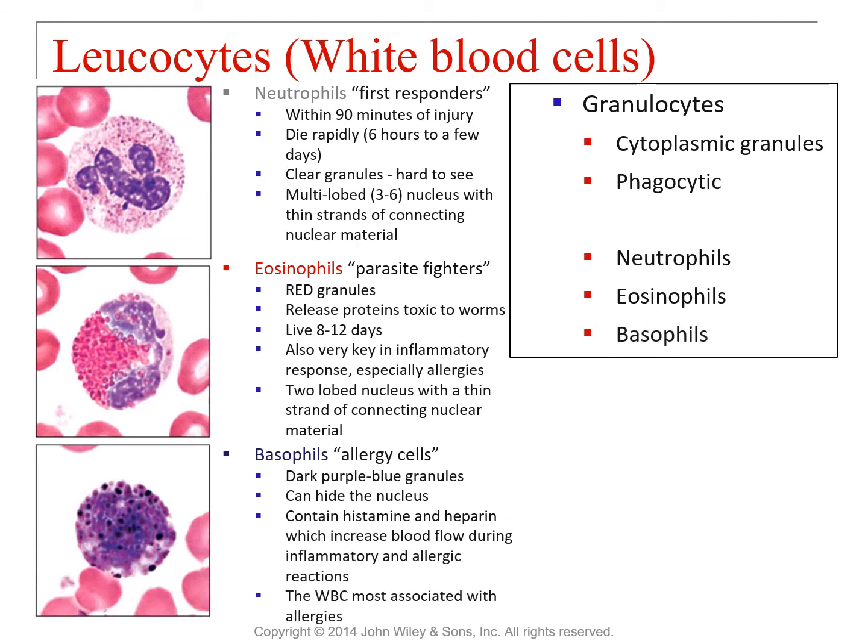The final type of granulocyte that we're going to look at is basophils, and these get called allergy cells. They've got really dark purple-blue granules, and sometimes these can even hide the nucleus. These granules contain histamine and heparin, which increase blood flow during inflammatory and allergic reactions. In fact, basophils are the white blood cell most associated with allergies.